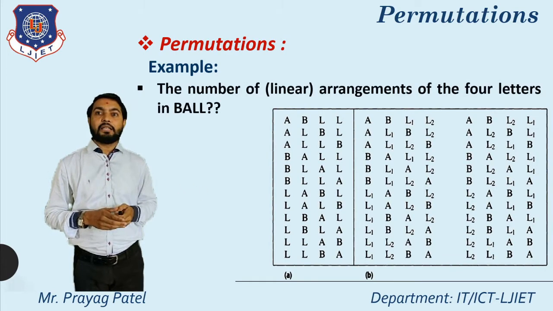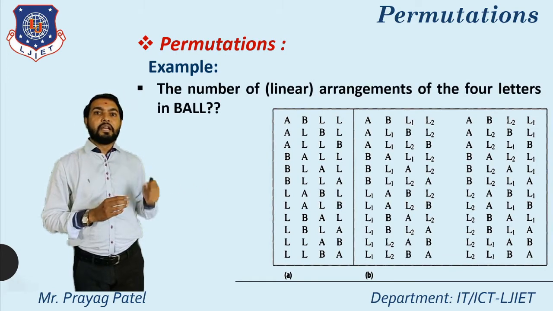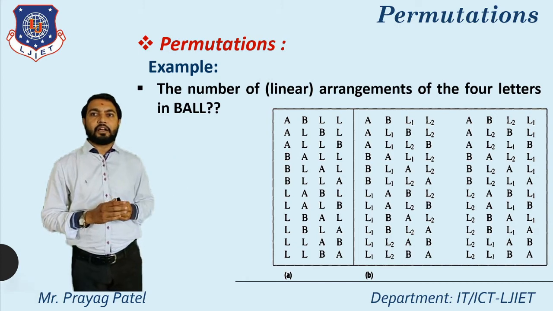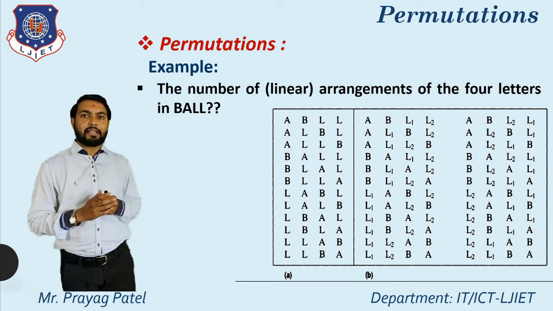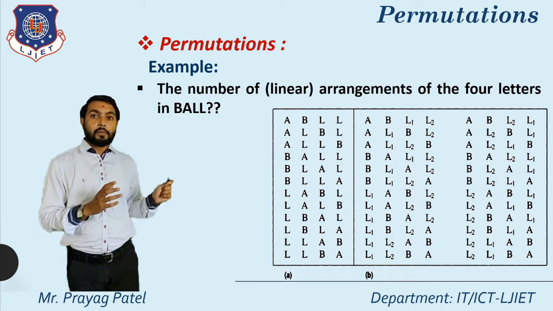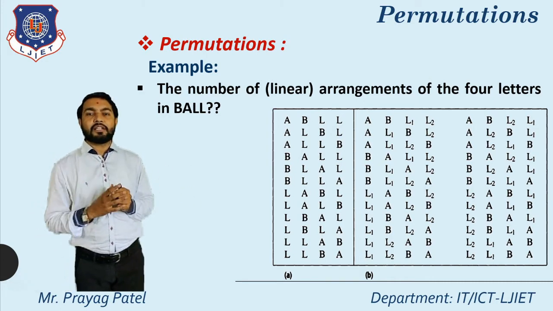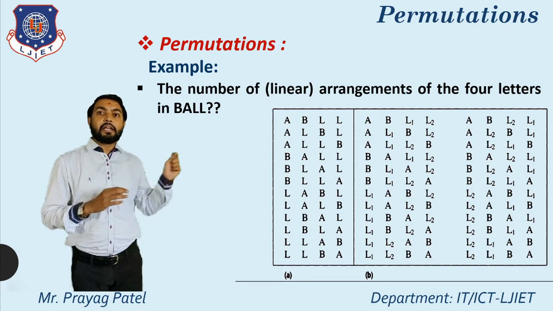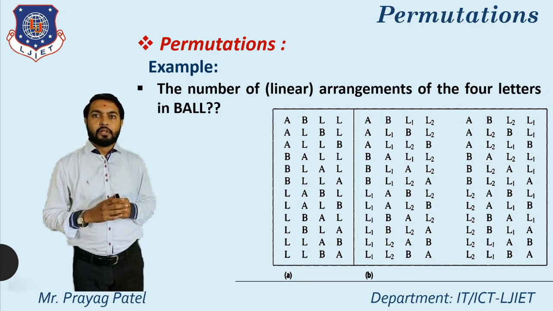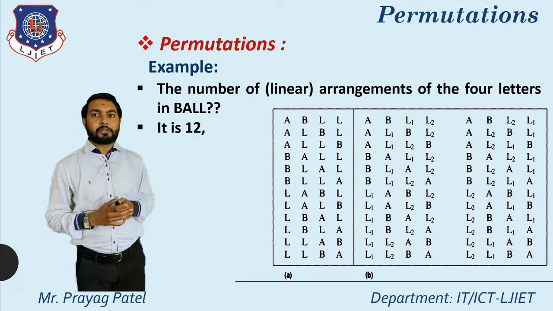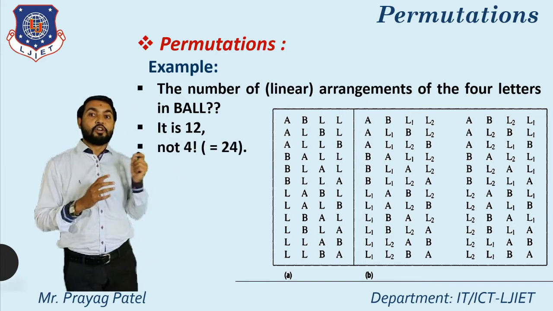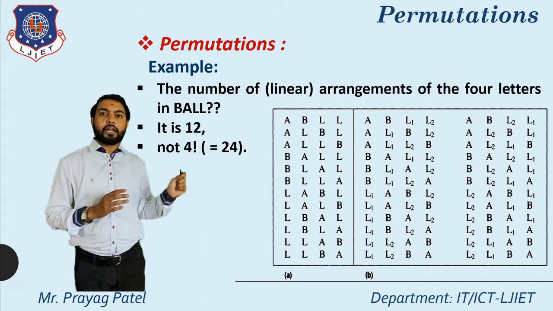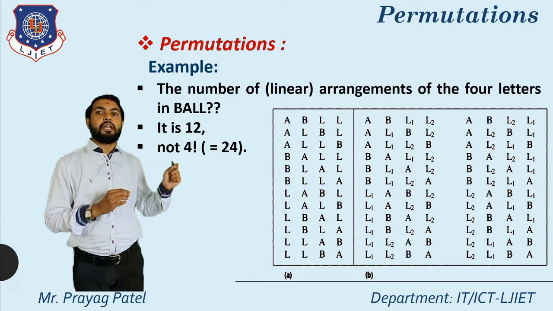Now the next example is the number of linear arrangements of the 4 letters BALL. Then how many possibilities are there? So here, remember that in COMPUTER no repetition is possible, but here L is repeated 2 times. That means according to our previous formula, we could say 4 factorial, but here the answer is not 4 factorial, not equal to 24, but the answer is only 12.